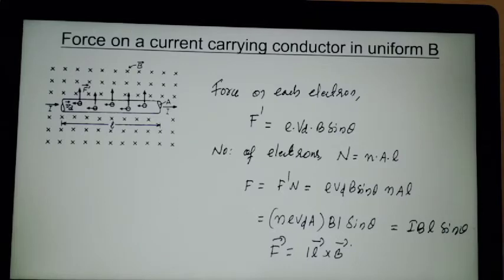Okay, so the force is I L cross B, which means this force is also perpendicular to the direction of current and the magnetic field. The force experienced will be I L cross B. So in simple words, we can say, if a conductor of length L carries a current I placed in an external magnetic field B, it will experience a force that is given by I L B sin theta, simply I L cross B. So that is the force experienced by a current carrying conductor in an external magnetic field.